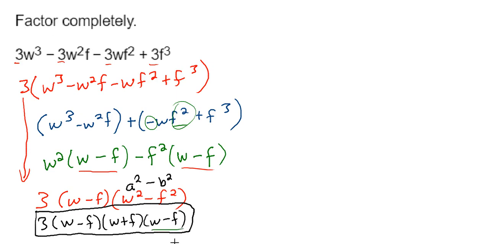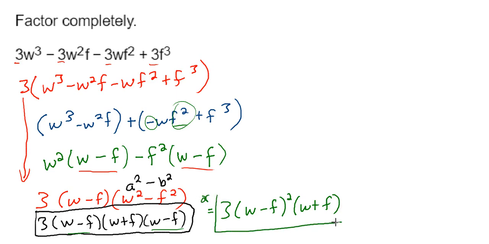But you could write, you have 2 factors of w minus f. So you could actually write this as 3 times w minus f squared, because there's 2 of those, and then w plus f. So this would be another way of writing the same answer. But I think Math Excel should accept either of those. All right. Let's take a look at the next screen here.